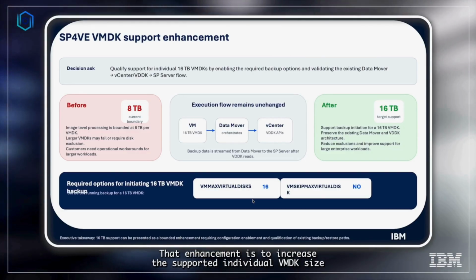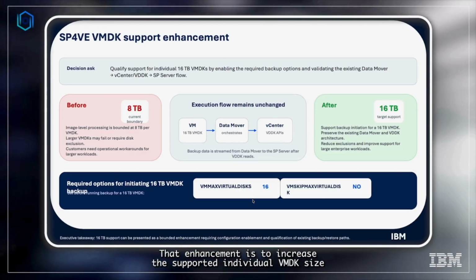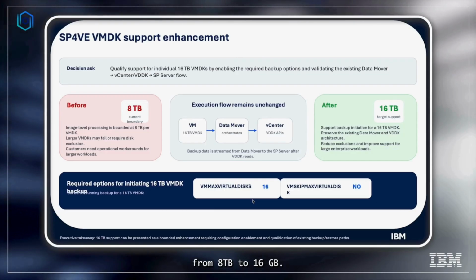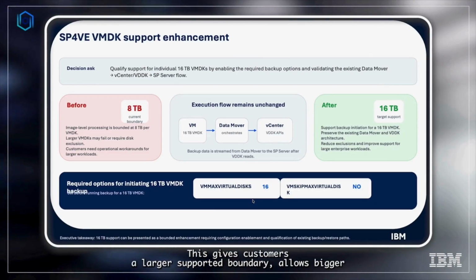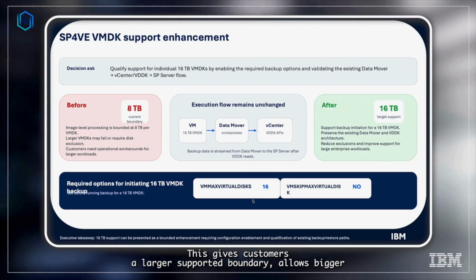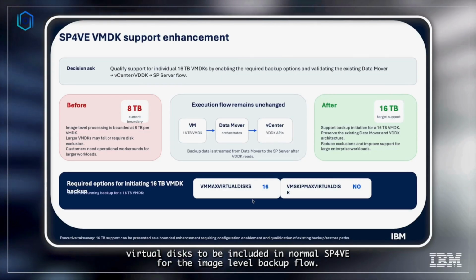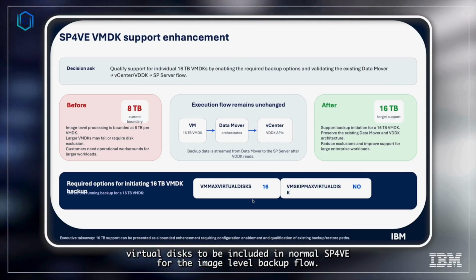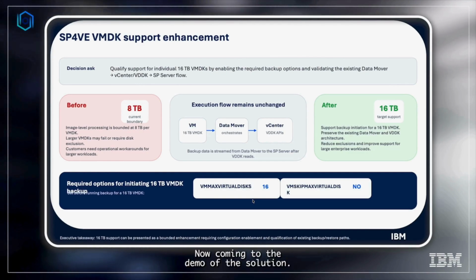The enhancement is to increase the supported individual VMDK size from 8 TB to 16 TB. This gives customers a larger supported boundary, and allows bigger virtual disks to be included in the normal SP4VE image level backup flow. Now coming to the demo for the solution.